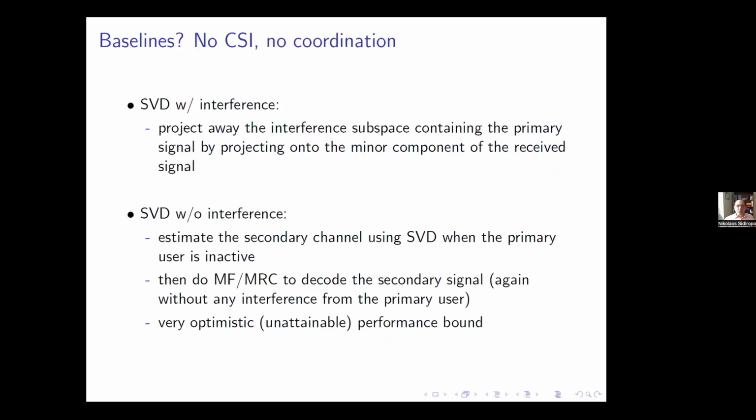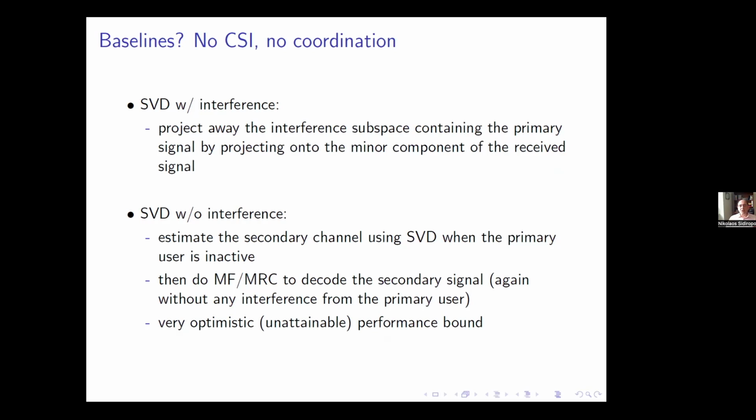So we wanted to compare our idea to what is possible with earlier methods. And so the question is, what are the baselines here? Because we assume no channel state information, no coordination, nothing between the primary and the secondary system. They are completely autonomous. So one baseline that is kind of obvious is to use a singular value decomposition, because you know that the primary signal is much stronger.